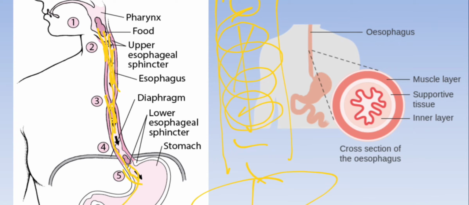So if we take a cross section of our esophagus, it will look like this. These are the sphincter muscles that help in the movement of the food.